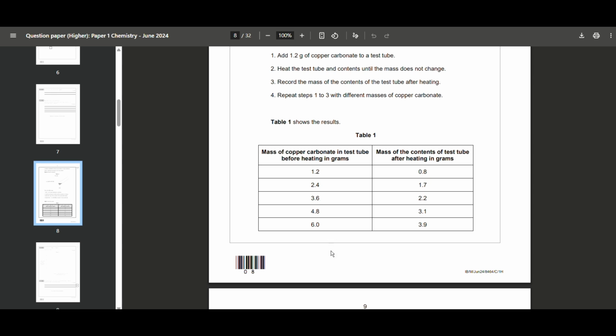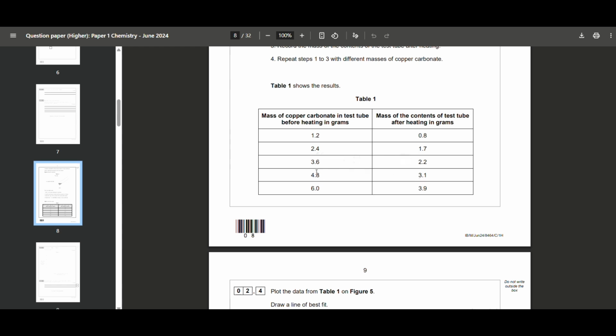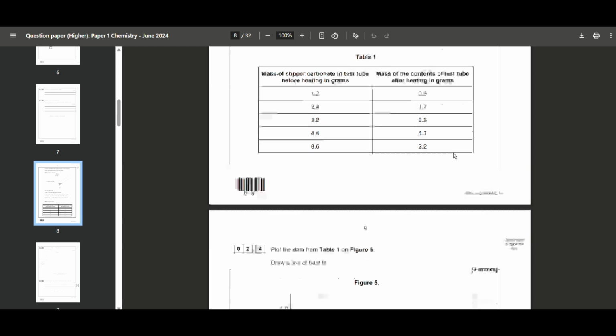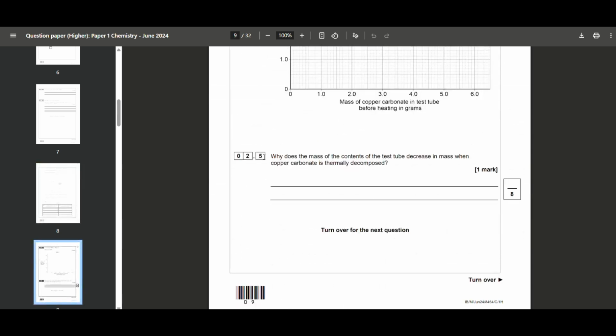So you can see that happening here where it's going from 1.2 to 0.8. When it's 2.4, it's going to 1.7. So essentially for every single one, it's going down after you've heated it up. In this case, they're just asking you why. So you just have to say that gas escapes from the test tube. Or you can say that carbon dioxide is being formed and escaping from this test tube.